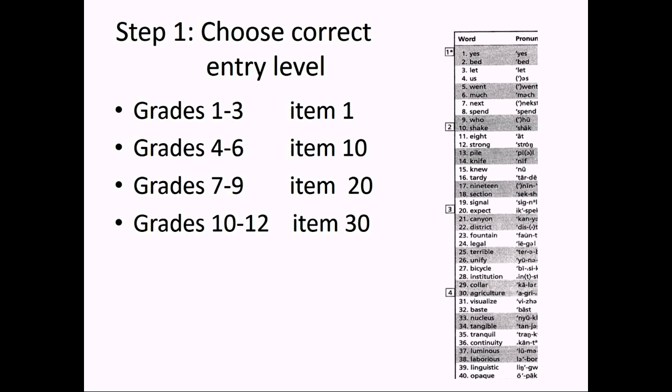So first through third grade would enter with word number 1, fourth through sixth grade would enter with word number 10, 7th through 9th grade would enter with word number 20, and grades 10 through 12 would enter with word number 30. So that is your entry level. Please do not ask your child to start with word number 1 if your child is older.